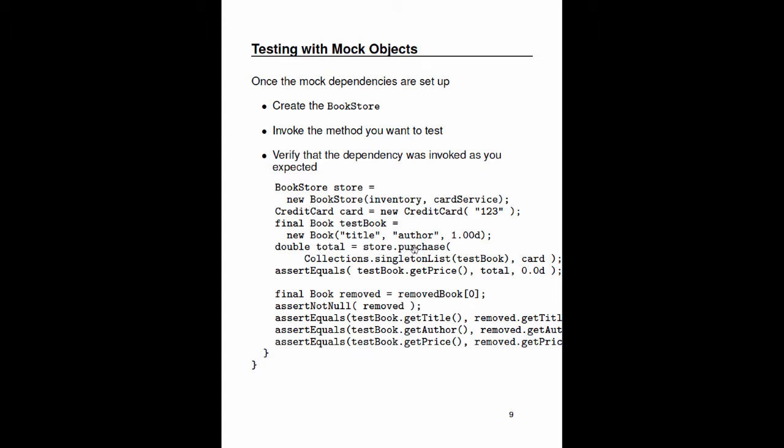So I'll call purchase on store. And I've got to send in, well, it's a collection of books, so I'll send in a singleton list containing my test book and my credit card. And I'll assert that the total that was returned by the purchase is equal just to the price of the book. And this is how much I tolerate. I won't tolerate any difference. And that's really what I'm testing here. Well, I guess I'm testing two things. First of all, I'm testing that, yes, it went through all of the logic of the purchase method, meaning when I purchase one book, the total is just the price of that book. And then I also want to test that my book got sent to the remove method of my book inventory implementation. Remember, my book inventory is one of these mock objects.